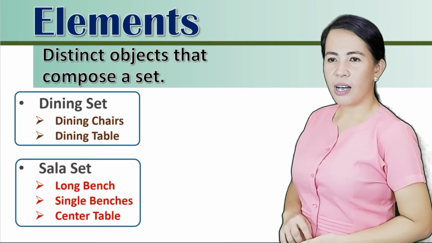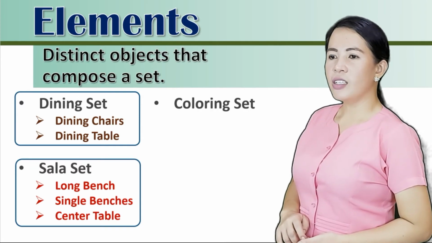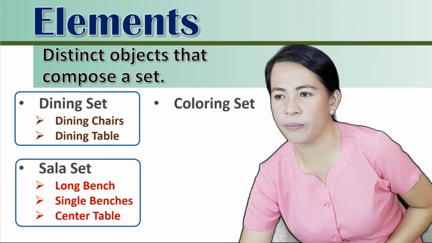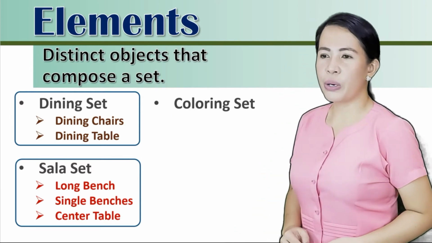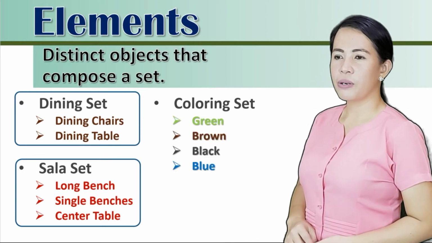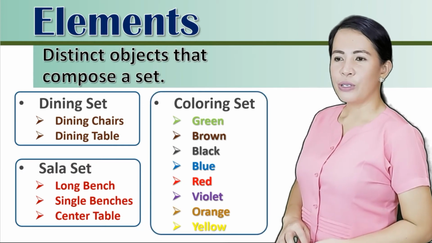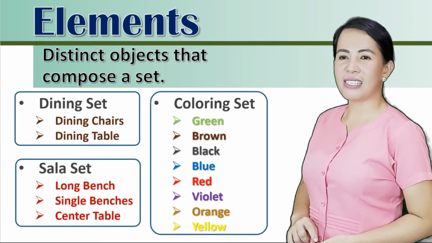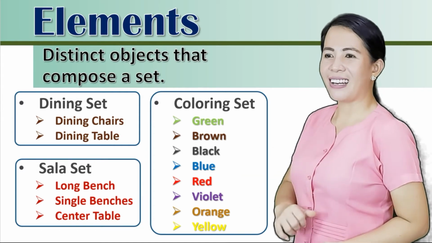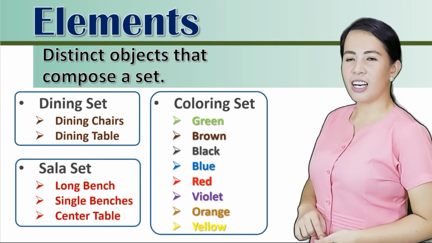How about our coloring set? Our eight color coloring set has eight distinct objects. These are green, brown, black, blue, red, violet, orange, and yellow. So how many elements does it have? Yes, very good again. There are eight elements in an eight color coloring set.